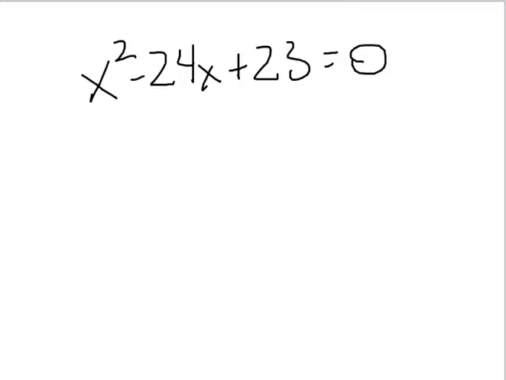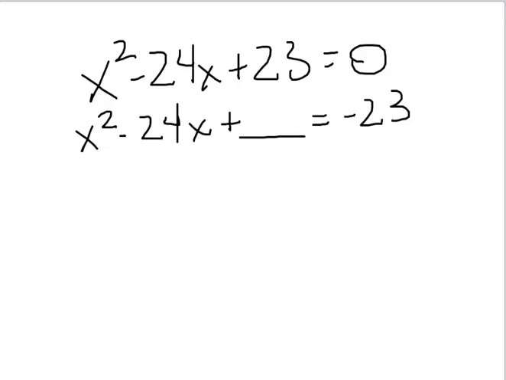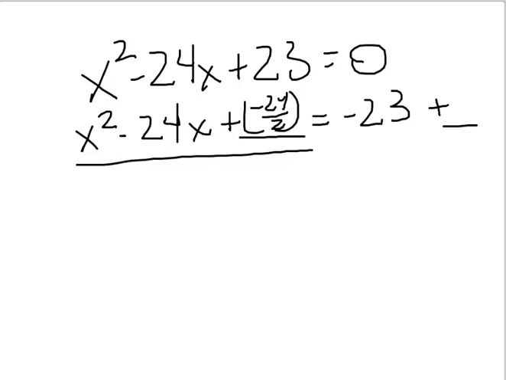So if I have x squared minus 24x plus 23 equals 0, and I want to solve this for x, notice that this is not a perfect square. So I'm going to subtract 23 from both sides. So now I have x squared minus 24x equals negative 23. And I want to know, what can I add to both sides so that this is a perfect square? Well, it's going to be negative 24 over 2 squared.